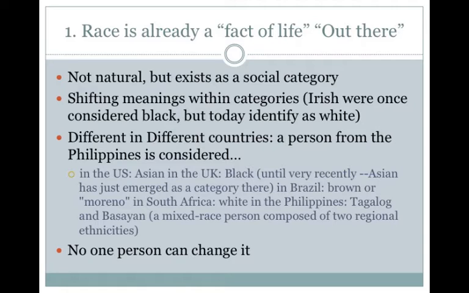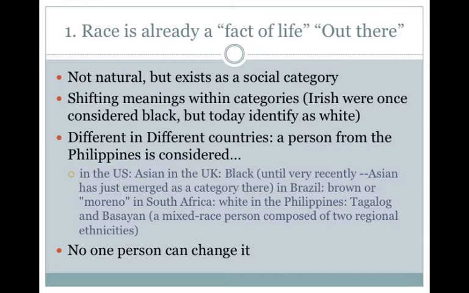And as a last point, as a social construct, one person cannot change race. It's something that we all agree upon, or we all act upon as being real. So one person, we would argue, would not be able to change the social construct. We'll argue for change later on in the model, but it's not going to be based on one person.